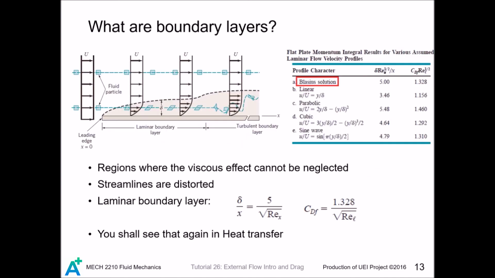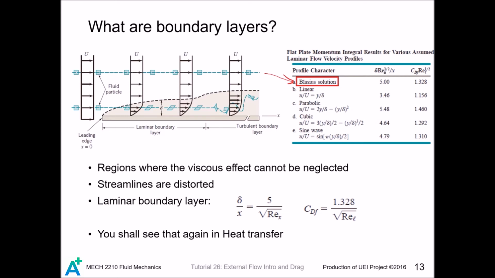So what is a boundary layer? Boundary layers are the regions where the viscous effect cannot be neglected. In these regions, the streamlines are somehow distorted. And for a flow over a plate, people have developed expressions for the laminar boundary layer. And this is the famous solution offered by this guy. You shall visit the concept of boundary layer again in heat transfer.